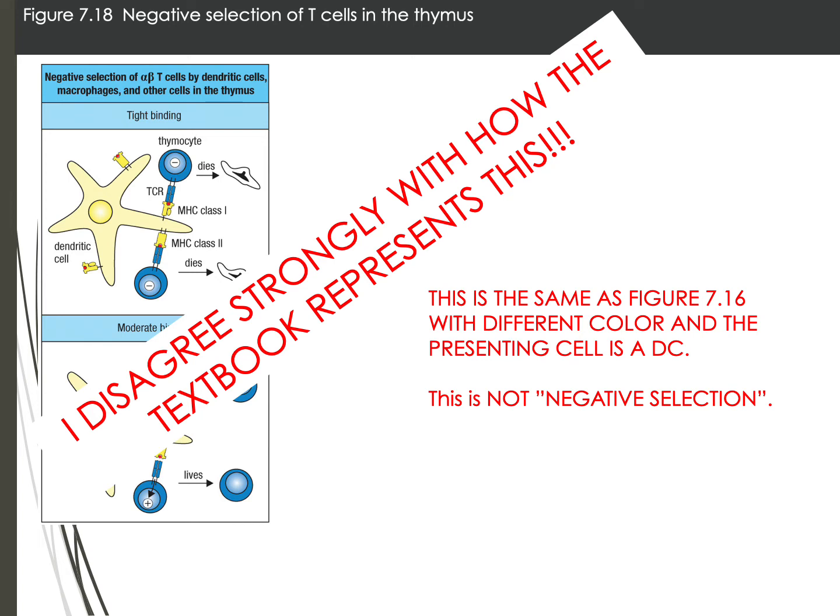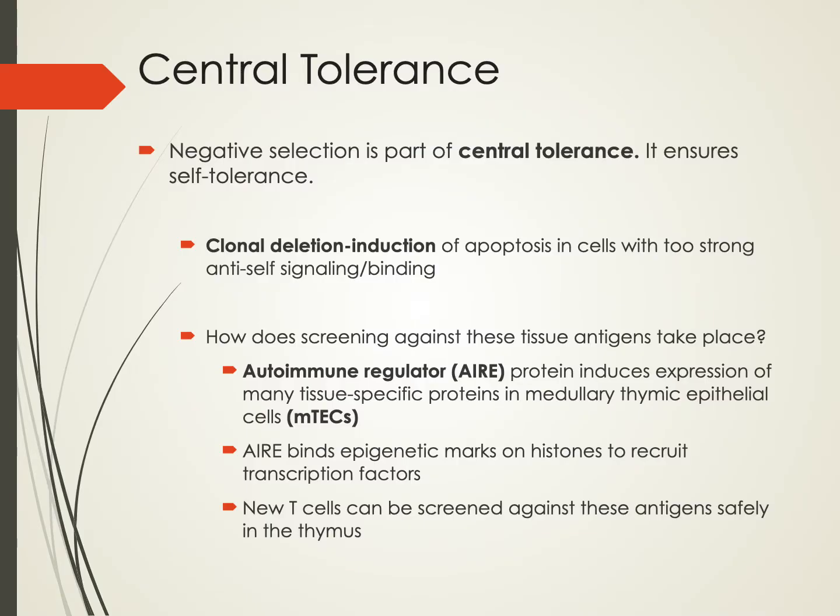Okay, so for my purposes, if I was writing this textbook, I would have omitted this figure because, again, you're talking about positive selection in figure 716. Again, not completely presented the way where I would agree with how it's presented, but that was a whole lot better than adding this additional figure to just further confuse students. So keep in mind, if I'm asking about negative selection, I'm asking about negative selection related to central tolerance, okay?